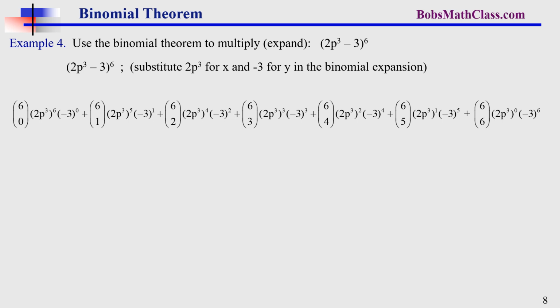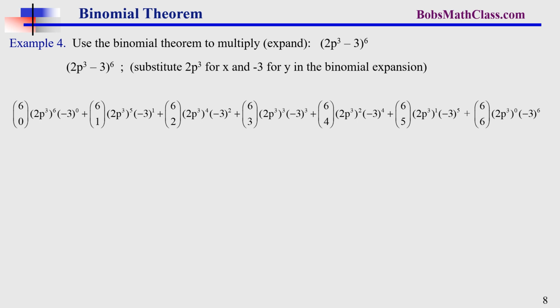Okay, so here's our formula. 6 choose 0, 6 choose 1, 6 choose 2, all the way till we get to 6 choose 6. And then 2p to the third to the 6th power, to the 5th power, to the 4th power, all the way till we get to the 0 power. And then a negative 3 starting at 0 and then increasing by 1, so negative 3 to the 1, negative 3 to the 2, all the way till we get to negative 3 to the 6.